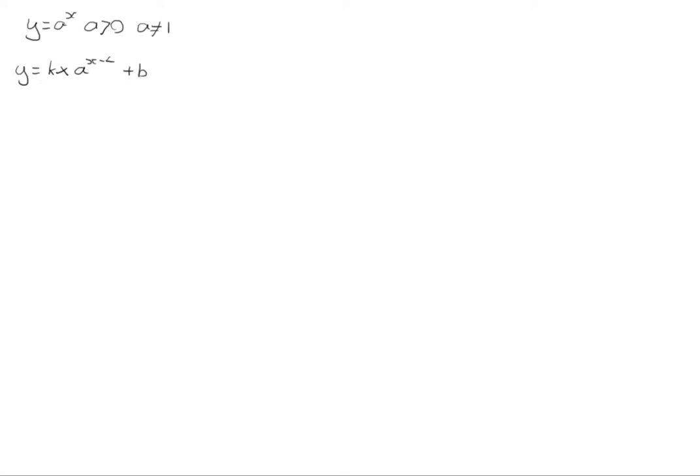And we'll talk through what each of these does. Also for this, a needs to be greater than 0. a again can't equal 1, and also this time k cannot equal 0. The reason it can't equal 0 is because otherwise we've just got b as a constant function. We can't actually have 0 times a to the power of x minus c, because it negates the whole exponential function that we're talking about.